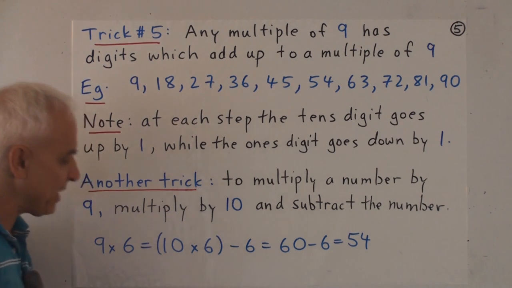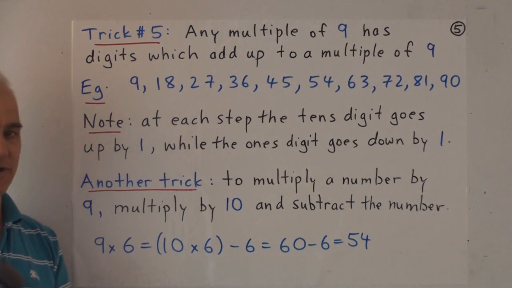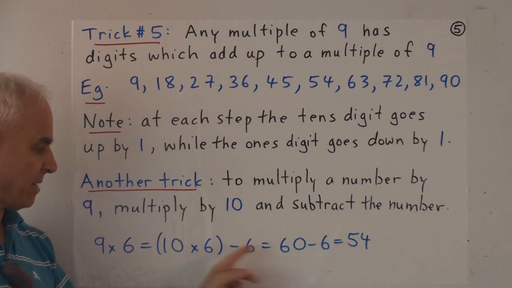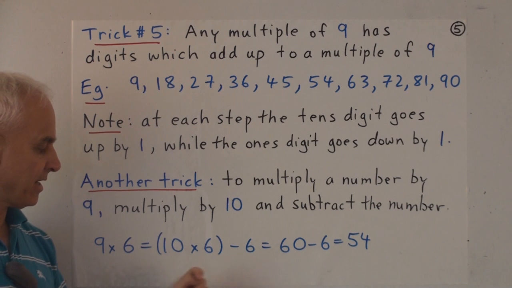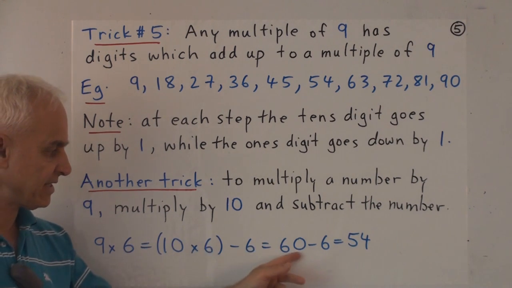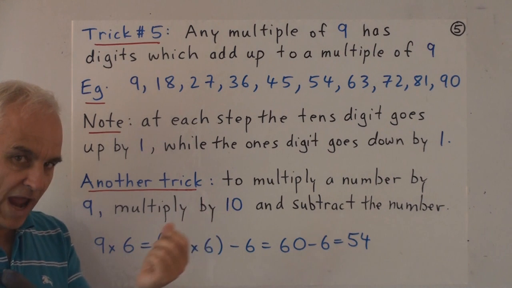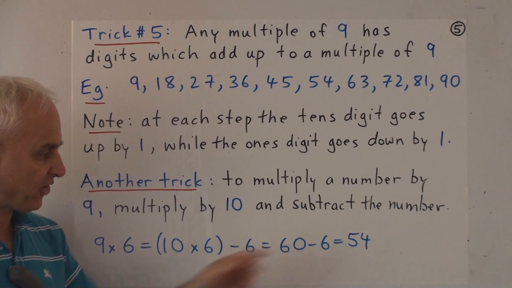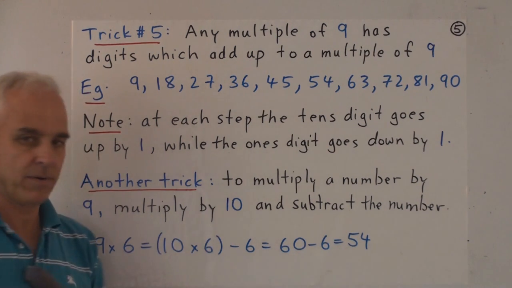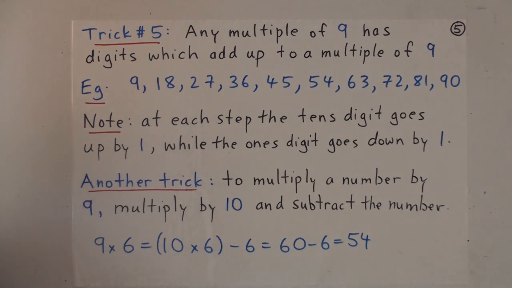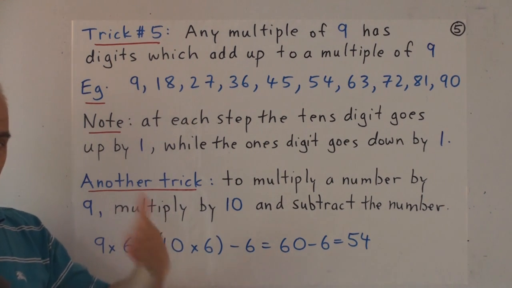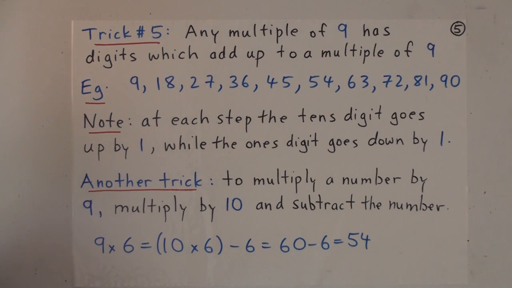And the reason why that's easy is because multiplying by 10, we've seen, is very simple. You just add a 0 to the right. So 10 times 6 is 60, telling us that 9 times 6 is 60 minus 6. Take away 6 from 60, you get 54. So if you've forgotten what 9 times, say, 6 is, you can figure it out this way. It's one way of remembering or recalling how to multiply by 9.